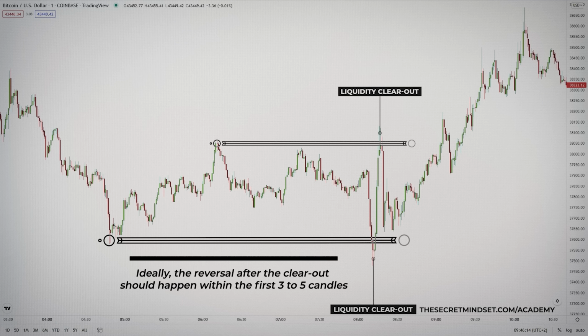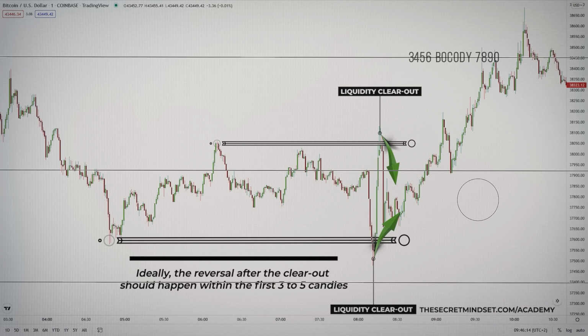In the best scenario, it happens within the first 3 to 5 candles. Again, it's a relative concept as it scales with the market and the time frame chosen.